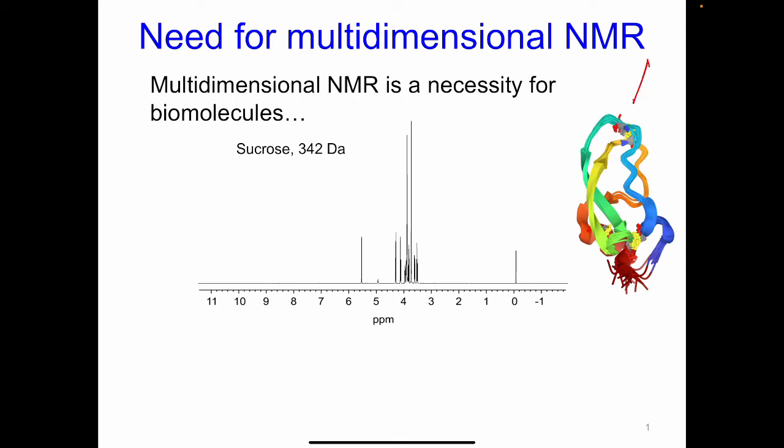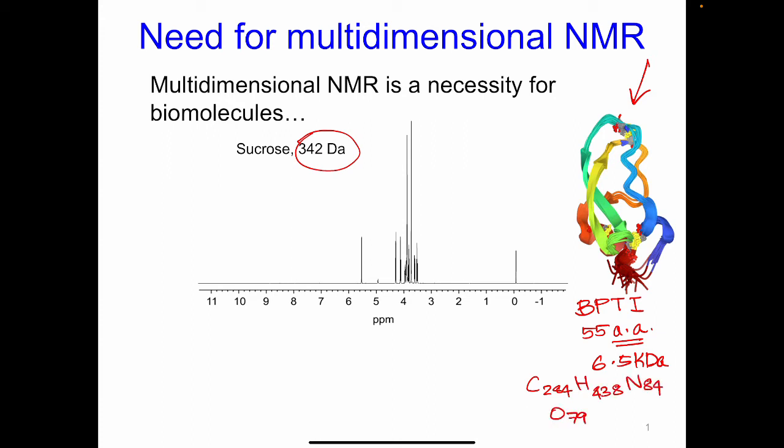And what you are seeing to your right hand side right now is a protein called bovine pancreatic trypsin inhibitor. This is a 55 amino acid protein that has been extensively characterized, and in fact is the first protein structure to have been solved using solution-state NMR spectroscopy. 55 amino acids imply that its molecular weight is around 65 kilodalton. And here, once again, you're talking about a system that has 284 carbon atoms, 438 protons, 84 nitrogen atoms, 79 oxygen atoms, and 7 sulfur atoms.